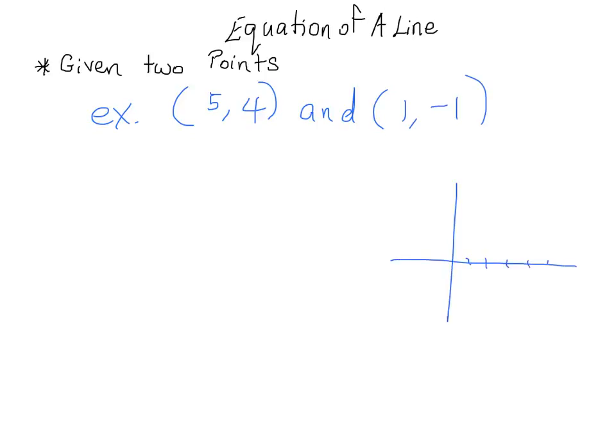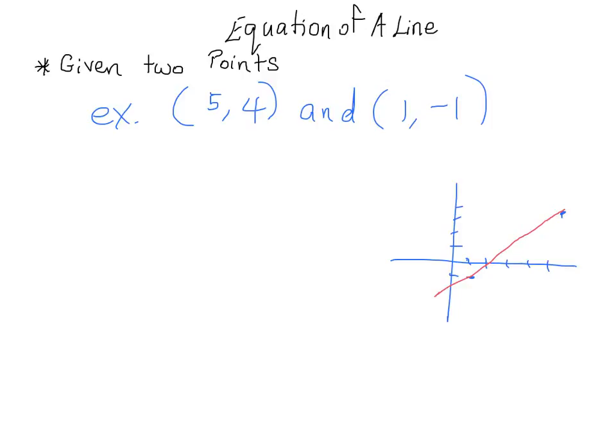1, 2, 3, 4, 5, 1, 2, 3, 4. So one point would be over here somewhere, and (1, -1), the other, would be right here. So we are looking for the equation of that line. Now, we could take a guess at what it is, but that's not good enough because that sketch is terrible. Very, very quickly drawn. So how do we figure out the equation of this line?